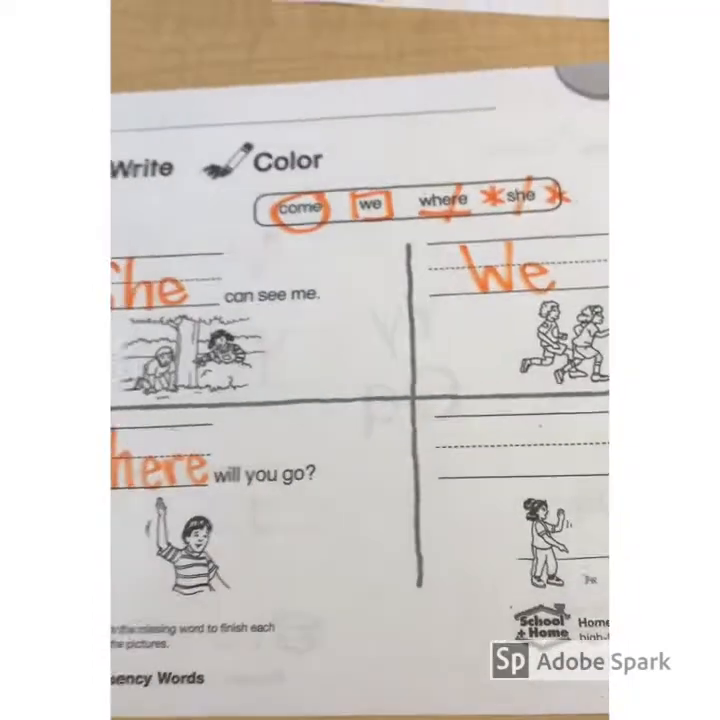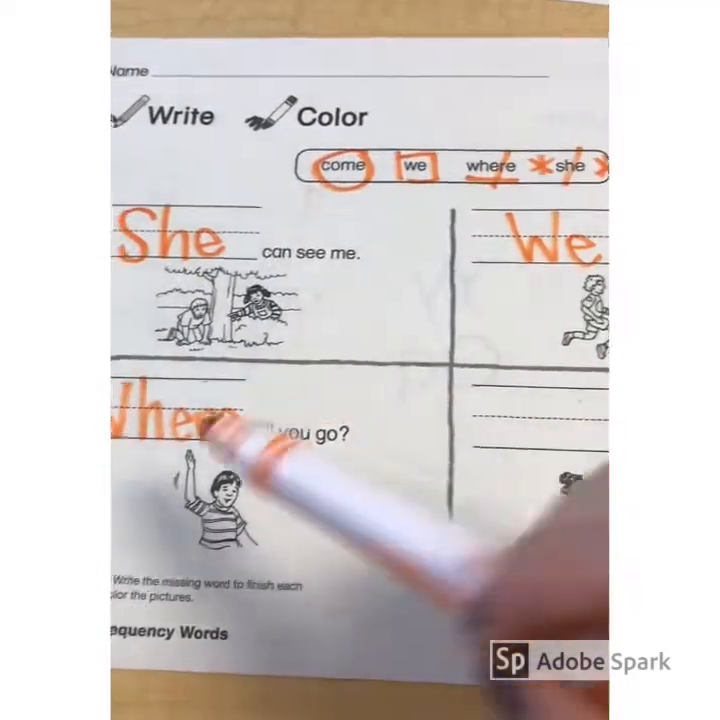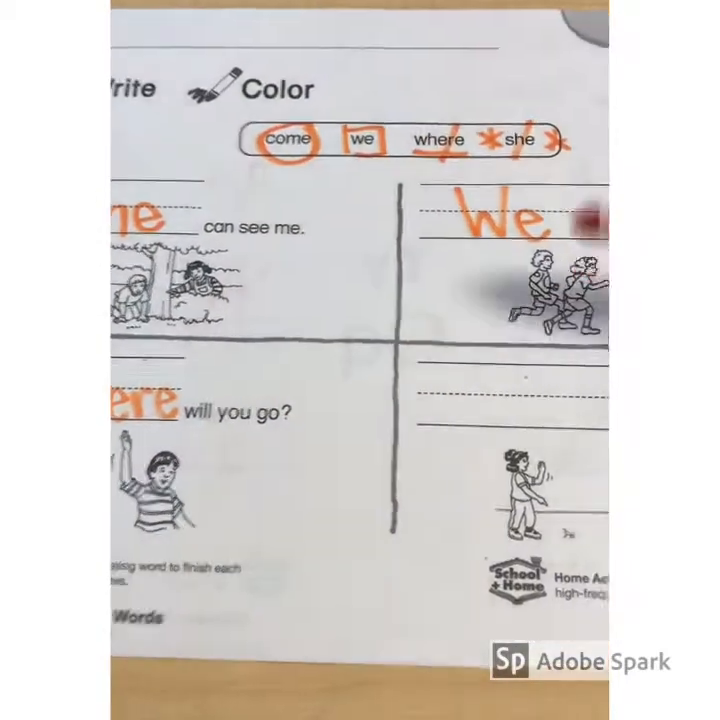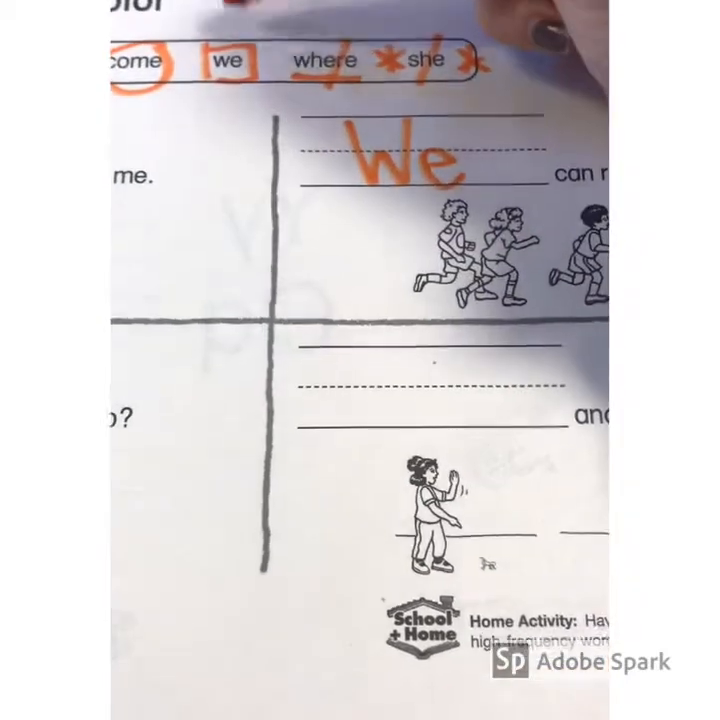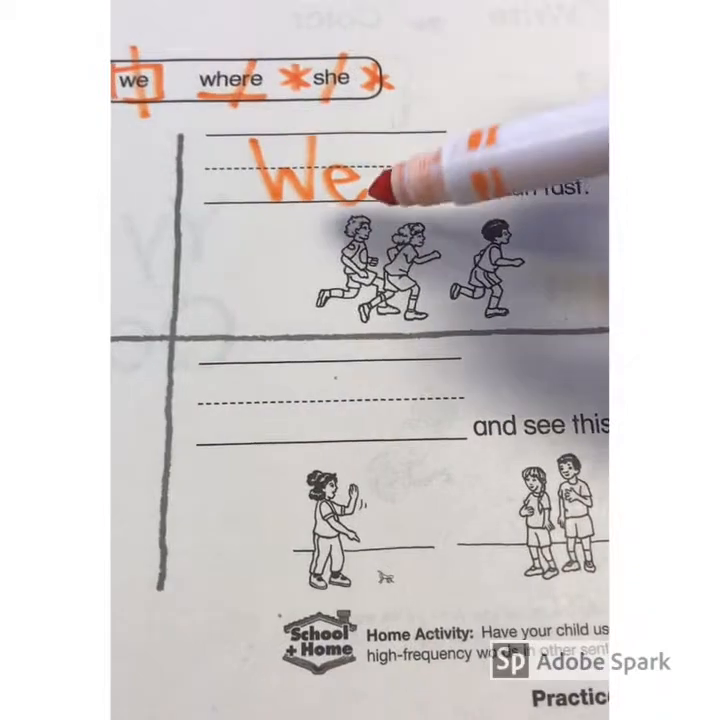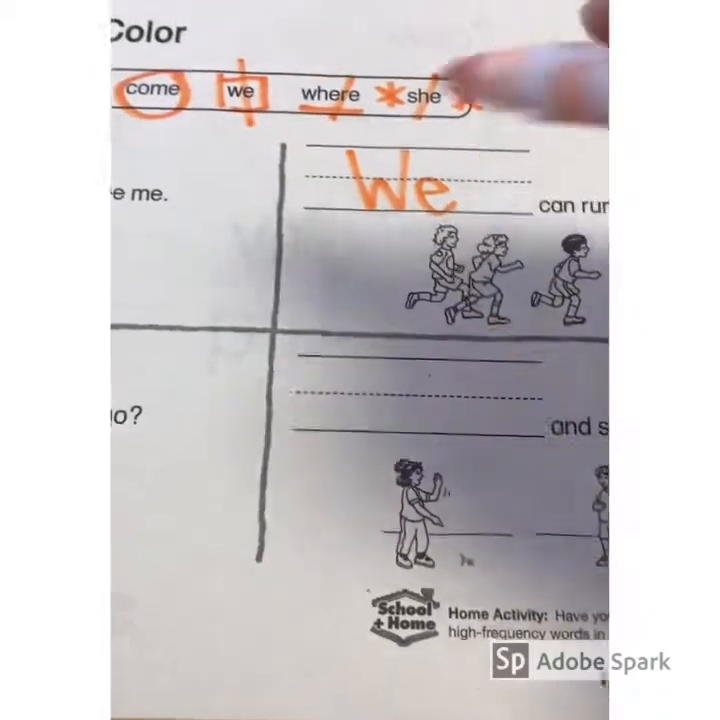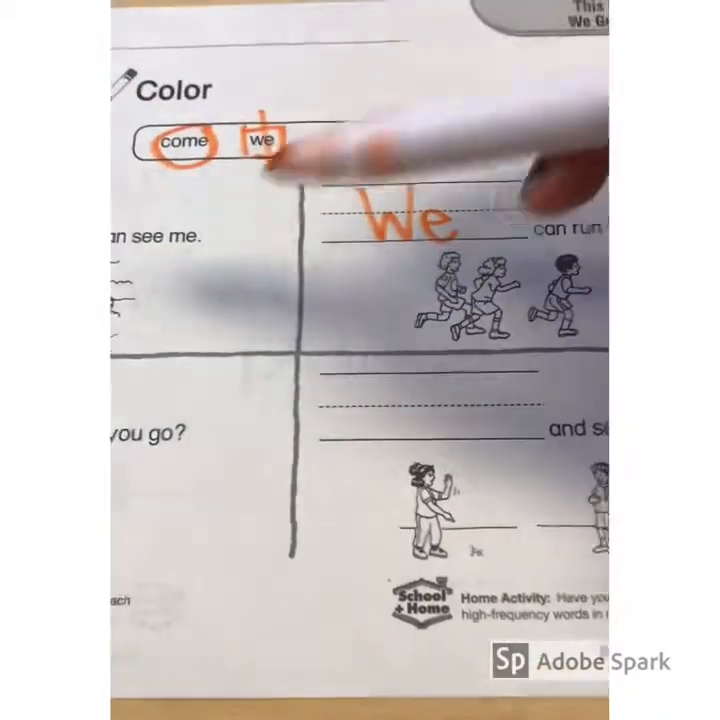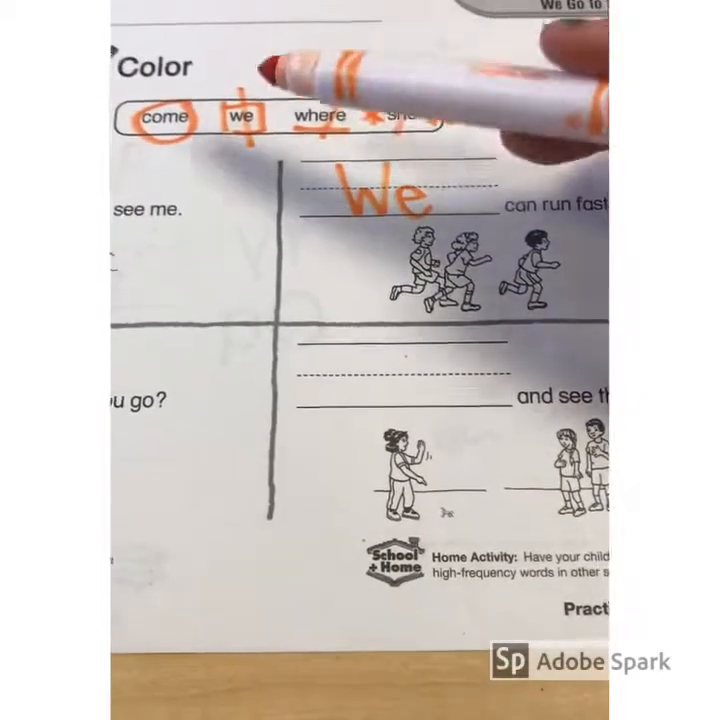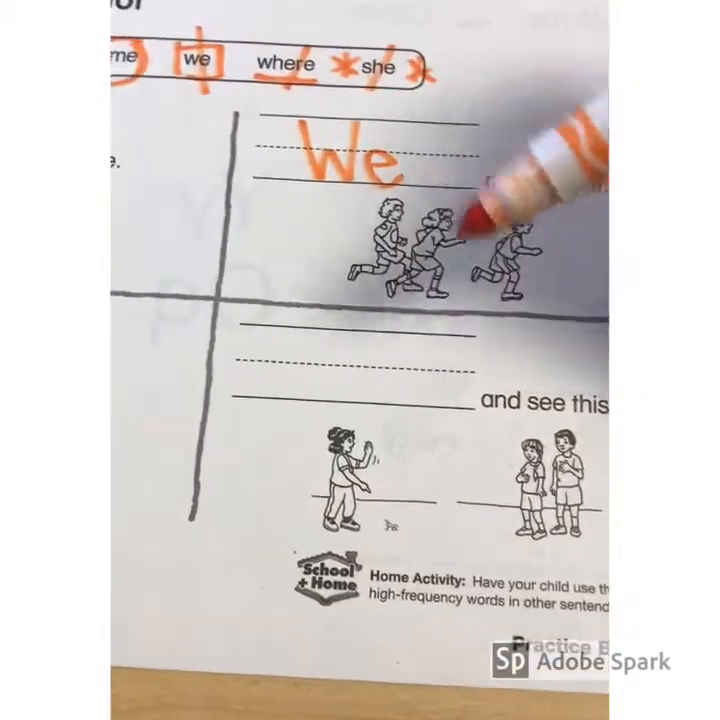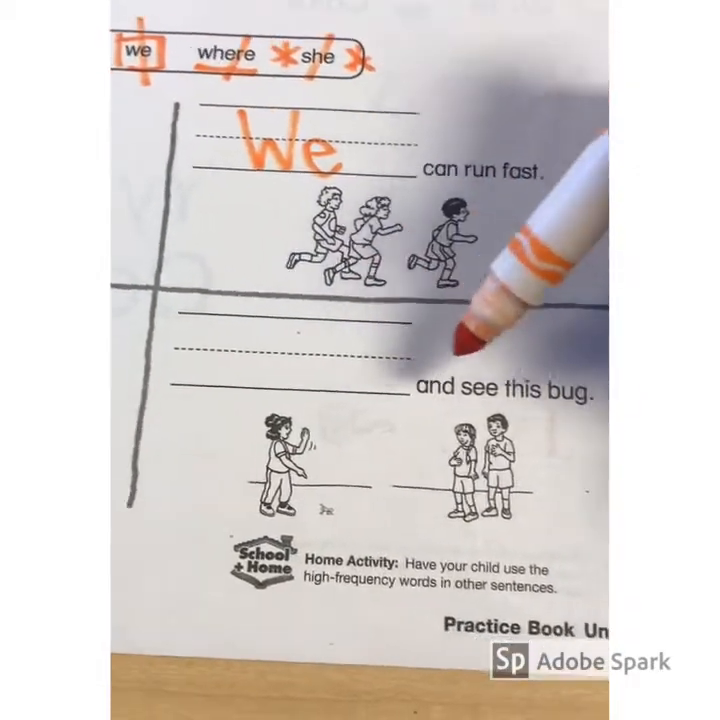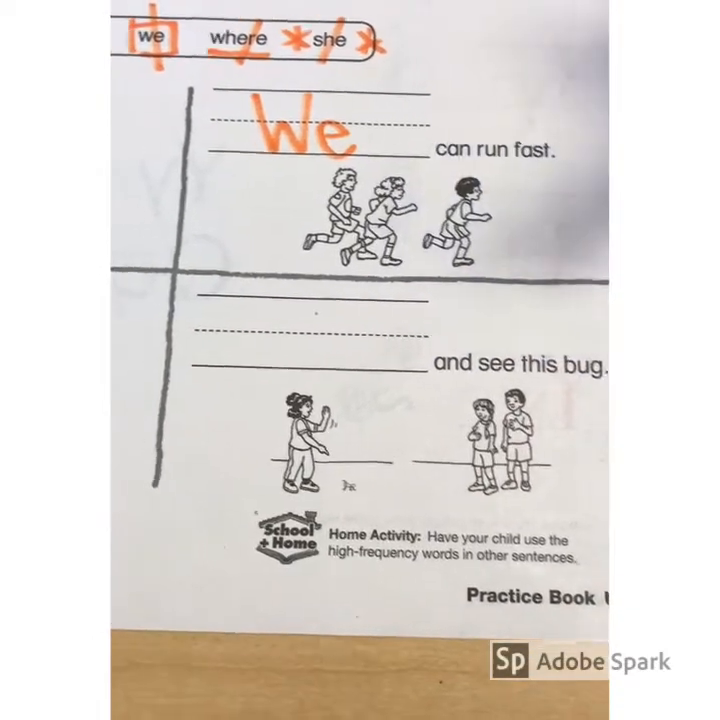Remember, all of our lowercase letters, except H, if it has a tail, are going to stay under the dotted line. So make sure your lowercase letters stay under that dotted line. Cross out we because I used it. We just have one word left, so let's put the word come in our sentence right away. Ready? Come and see this bug.